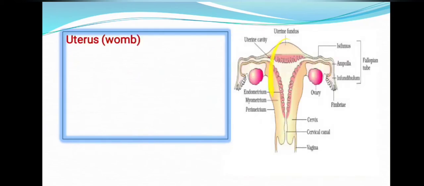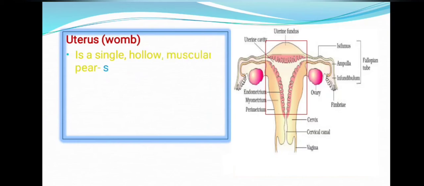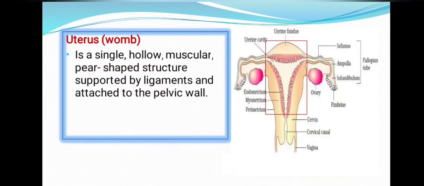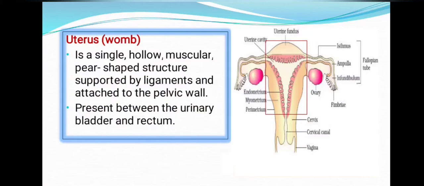Next we'll move on to the uterus or the womb. The whole thing that you can see is the uterus. It is a single, hollow, muscular, pear-shaped structure supported by ligaments and attached to the pelvic wall. It is present between the urinary bladder and the rectum.